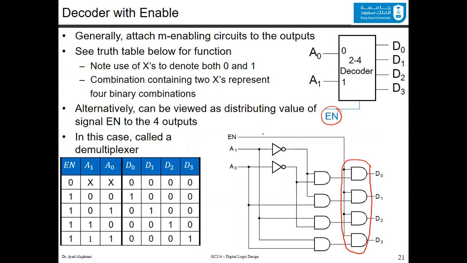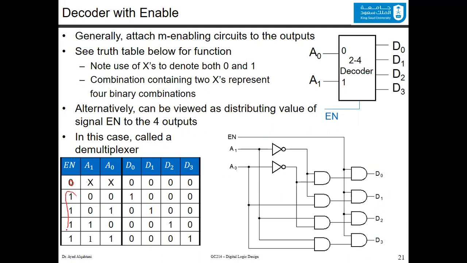So if the enable is equal to 1, it will pass the previous outputs to the data lines. If it's 0, then it won't pass them, and the result shown in the output is going to be 0 0 0 0. To show you the same idea in the truth table, if the enable is 0, regardless of the inputs in the address lines A0 and A1, the outputs D0 to D3 will be 0 0 0 0.